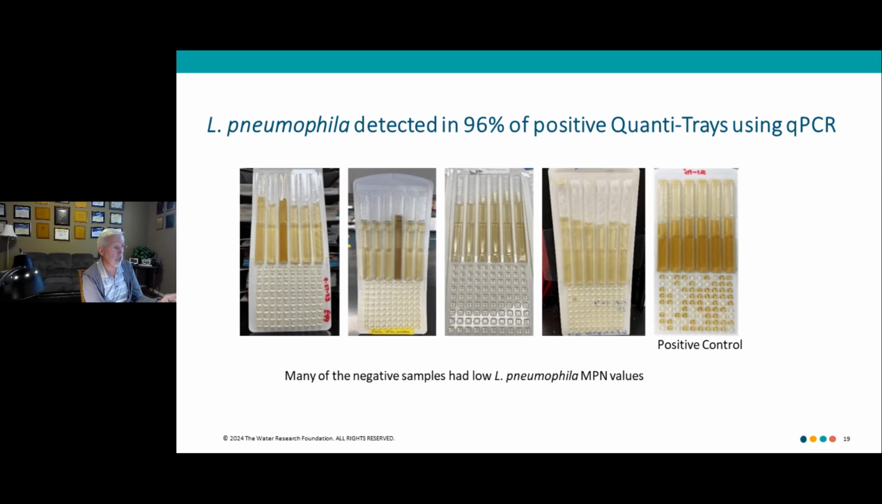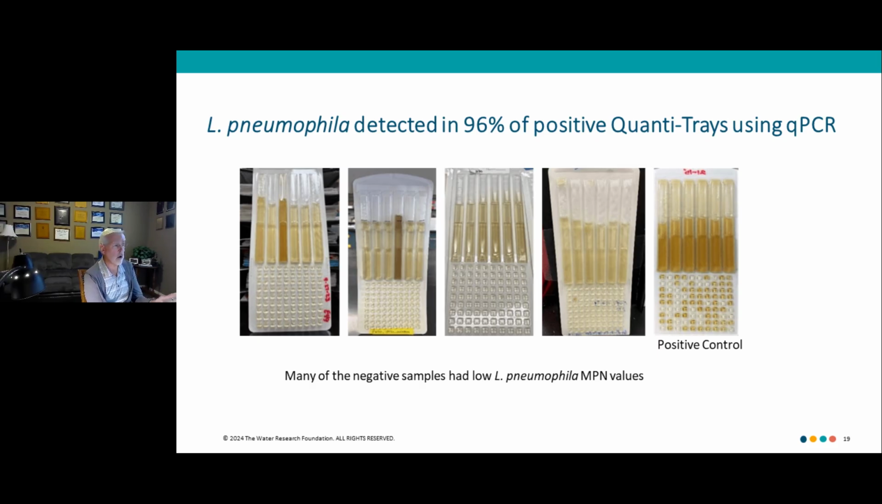The second from the left is an unusual, almost black color. That's unusual. We didn't find Legionella pneumophila in that. But on the very right-hand side, I'd have to say that straw color looks the same as a positive control. For whatever reason, we didn't detect Legionella pneumophila in that tray. So for our research project, we scored that as a 0, a non-detect.